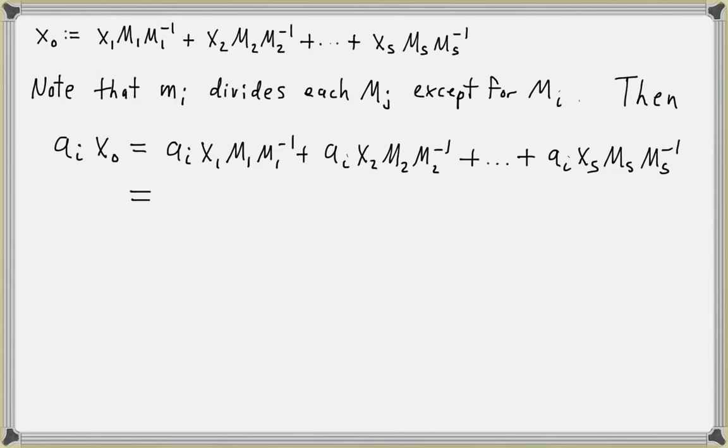Then this expression will be congruent to a_i times x_i times capital M_i times capital M_i inverse when the modulus is little m_i. This is because, as previously noted, all the terms except the one where the subscript is i will be divisible by little m_i, so they would all equal 0 mod m_i. So the only term that's going to remain is a_i times x_i times capital M_i times capital M_i inverse.